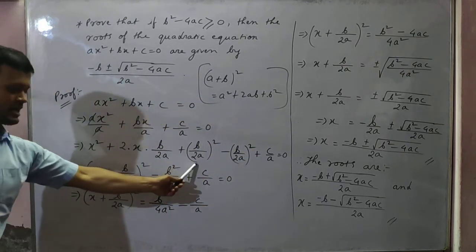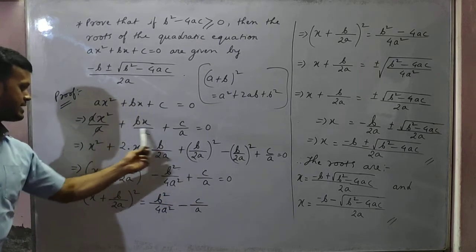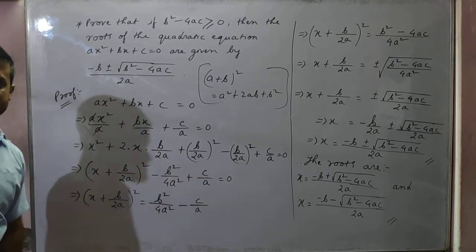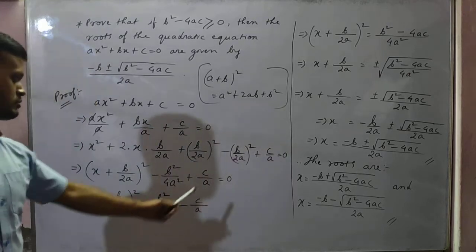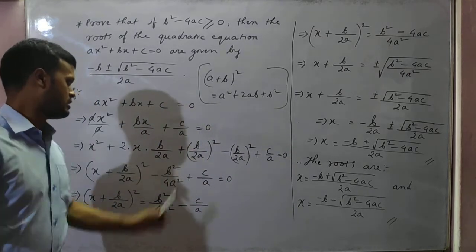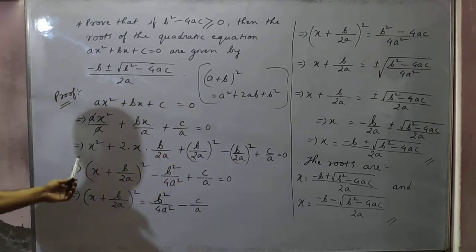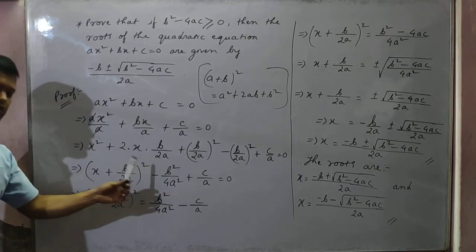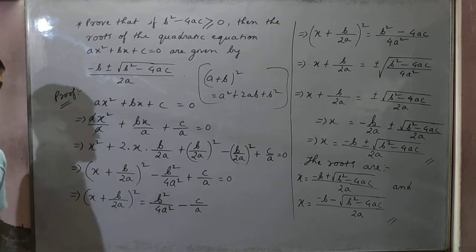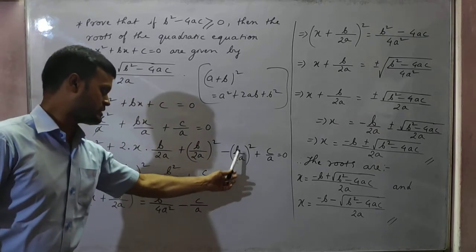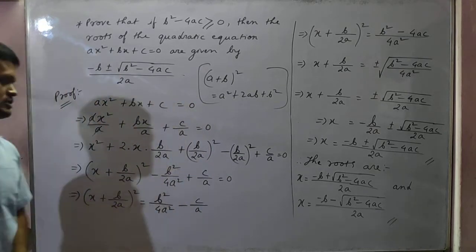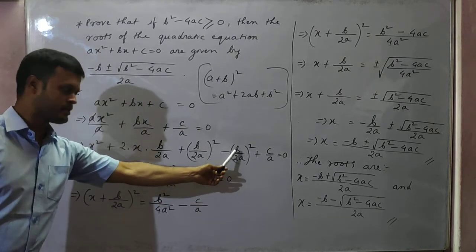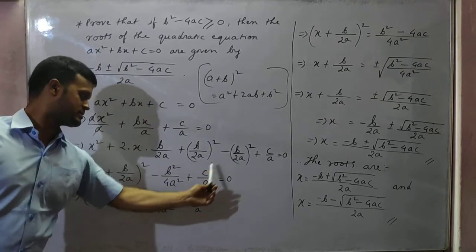But this term is extra, b by twice a whole square. Here in this line, do we find b by twice a whole square? We don't find, isn't it? So we have to subtract it, minus b by twice a whole square, plus c by a. So a square plus twice a b plus b square will become a plus b whole square, so x plus b by twice a whole square. And minus b by twice a whole square will become b square by 4a square, plus c by a.